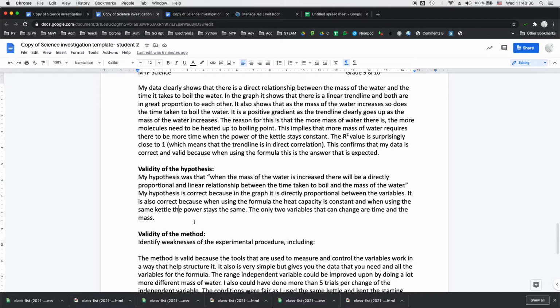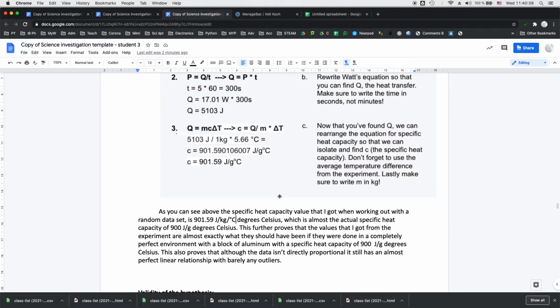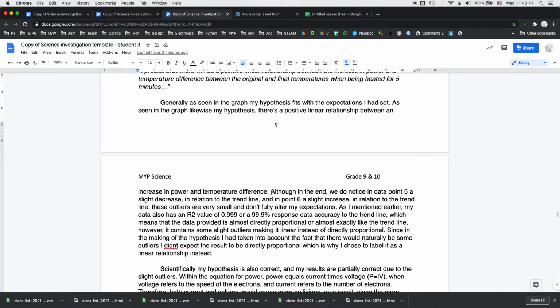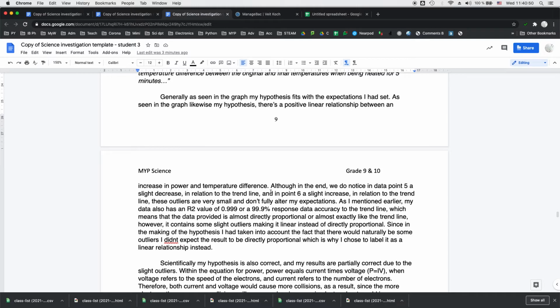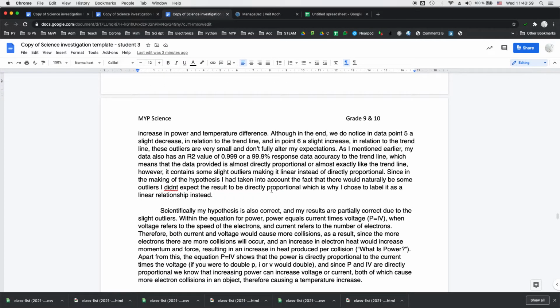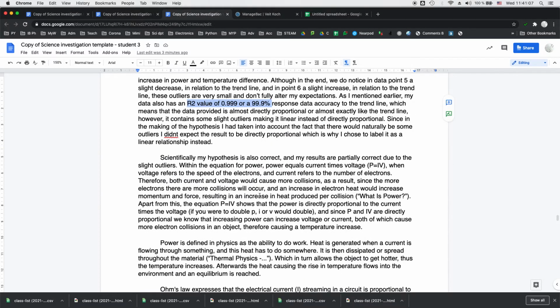And here we have the validity of the hypothesis. Okay, there's a comment on the R2 value, or R squared value rather. And then there is comment on slight outliers. That is good.